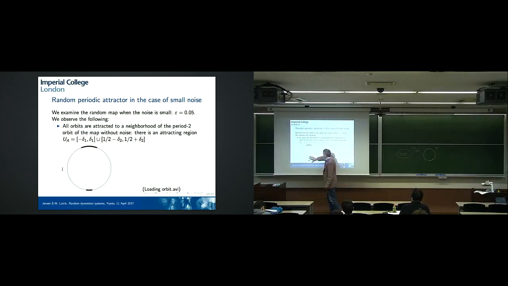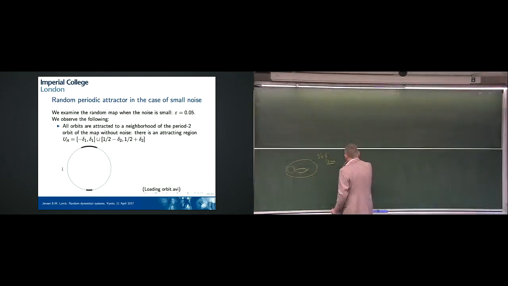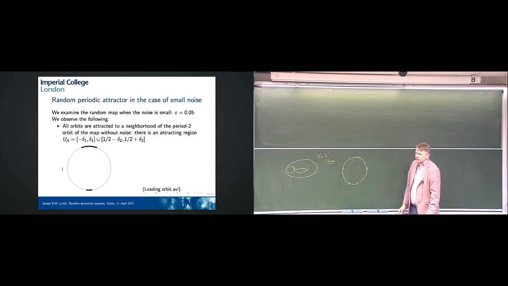So what we see here is the following. Let me maybe make a sketch on the circle here. We have 0.5 being attracting points, and there are also some repelling points somewhere. I don't know where they are precisely. So what happens? I add this noise. So what do we expect?